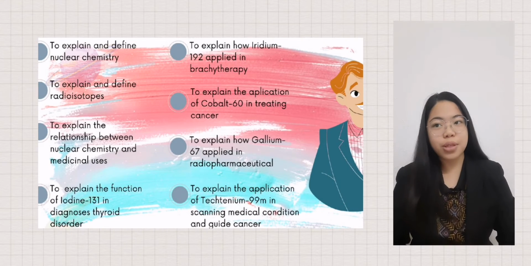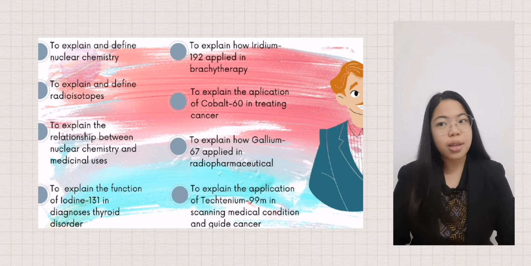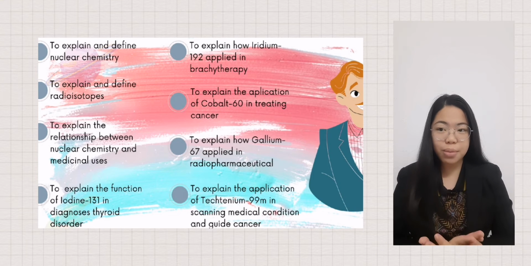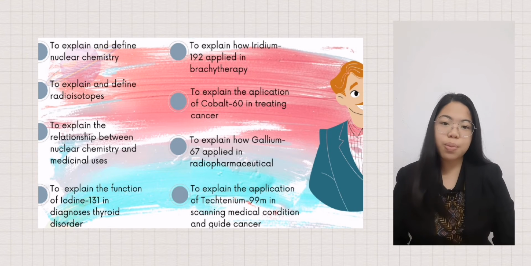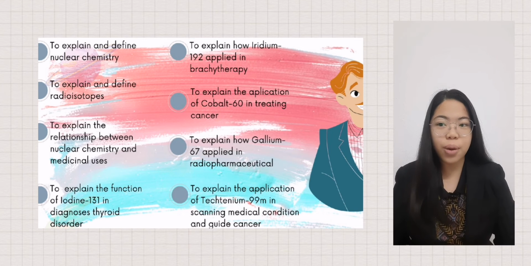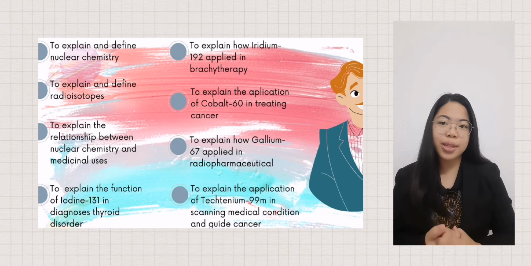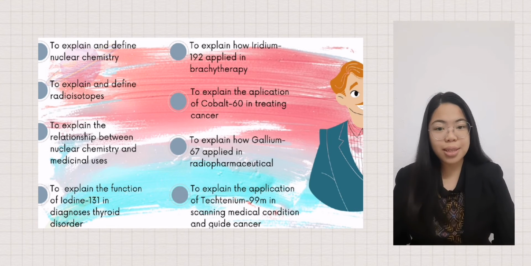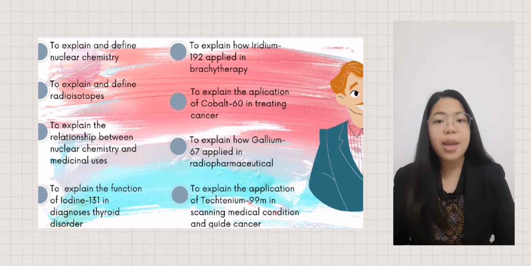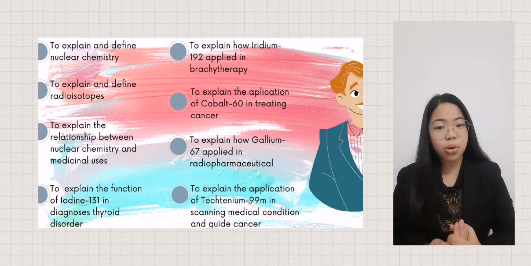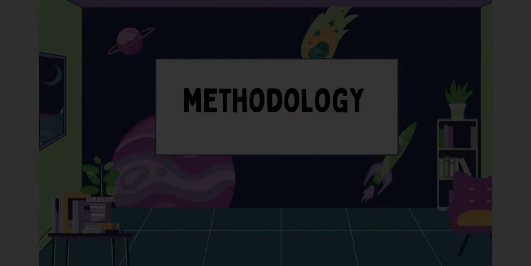The objectives are first to explain and define nuclear chemistry. Next is to explain and define radioisotopes. To explain the relationship between nuclear chemistry and medicinal uses. To explain the function of iodine-131 in diagnosing thyroid disorder. To explain how iridium-192 is applied in brachytherapy. To explain the application of cobalt-60 in treating cancer. To explain how gallium-67 is applied in radiopharmaceuticals, and last is to explain the application of technetium-99m in scanning medical conditions and guiding cancer procedures.